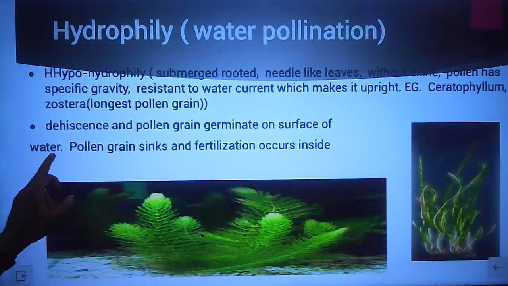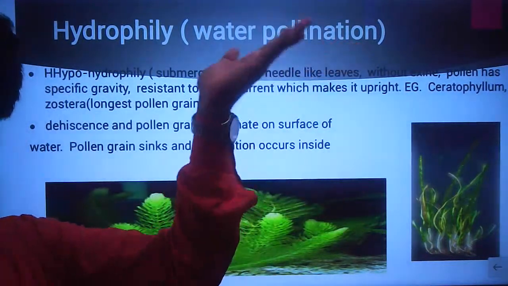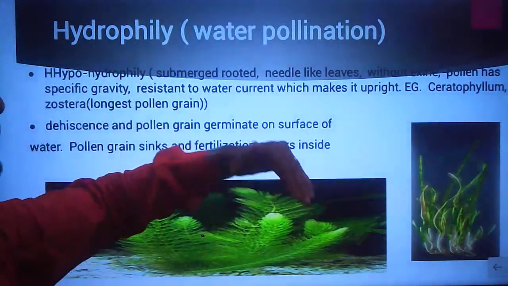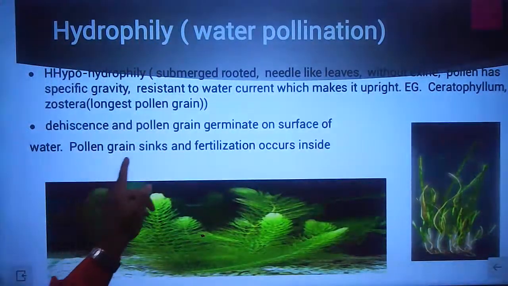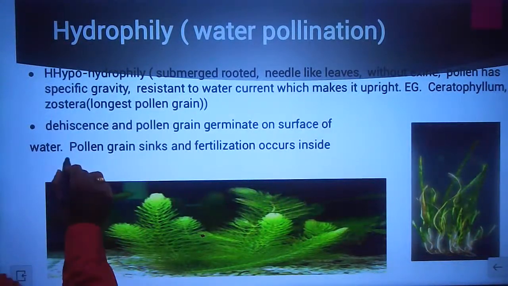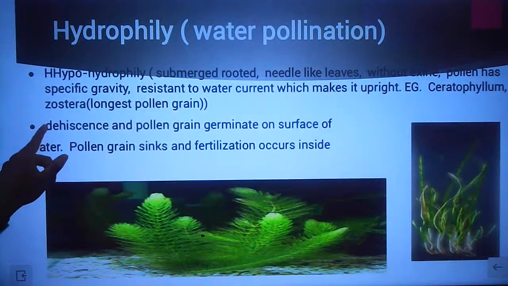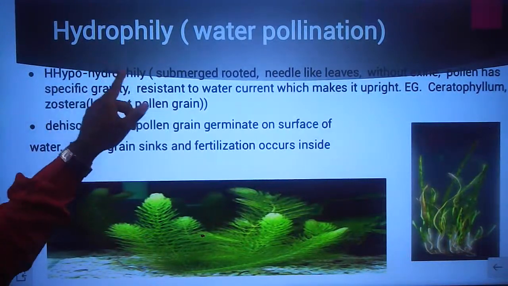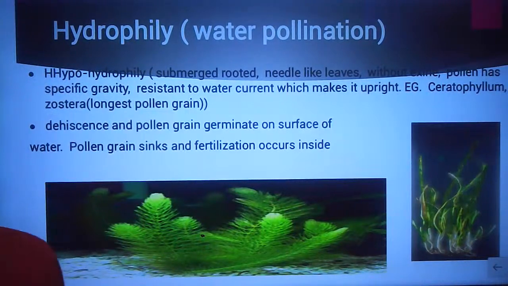But what is happening here in this case, where the pollen grain sinks? So pollen grains float, but at one point of time what will happen? It has got a specific gravity, where the pollen grains sink inside, and then the fertilization occurs inside. This point you should remember: the pollen grains sink and the fertilization occurs inside, in case of hypohydrophily, in case of Ceratophyllum, and in case of Zostera. Sometimes they ask you a question, identify an example for hypohydrophily or epihydrophily.